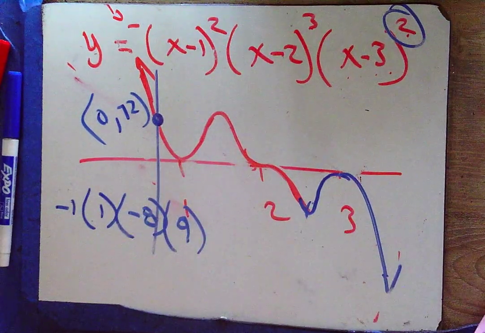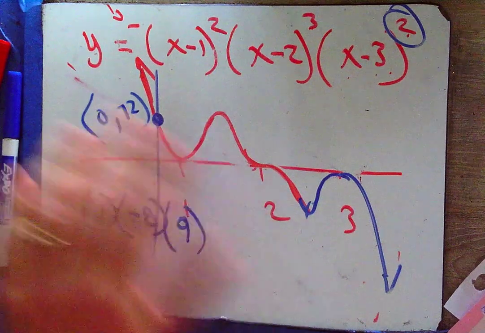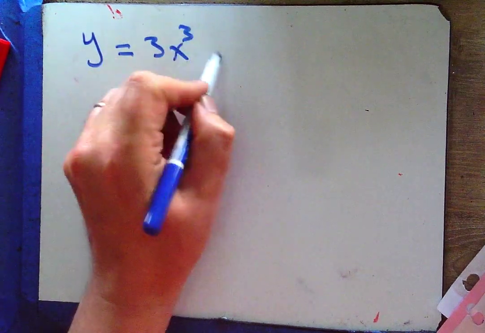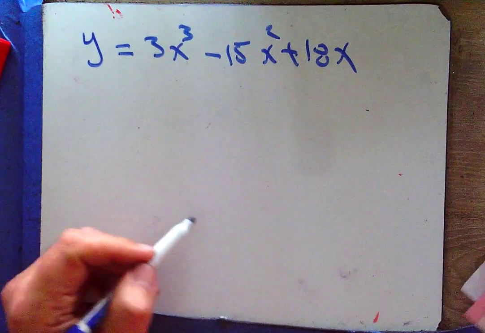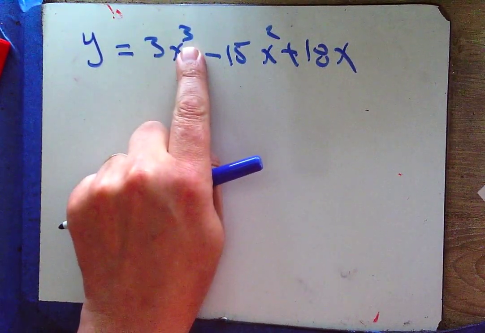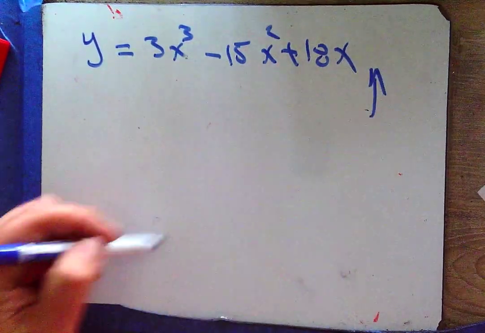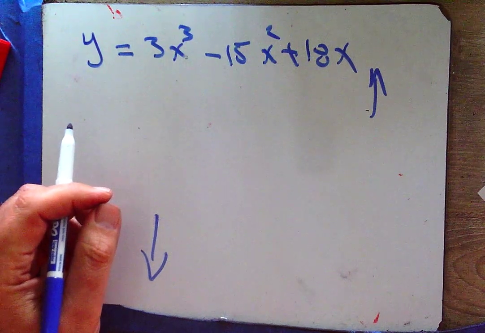Well, so there's our first chat about graphing polynomials. You will see some other polynomials, like this one: y equals 3x to the third minus 15x squared plus 18x. And now I sort of say, well, I don't know how to graph that. I know it's a third degree polynomial with a positive leading coefficient, so I know its end behavior, but I can't find any of the x-intercepts.